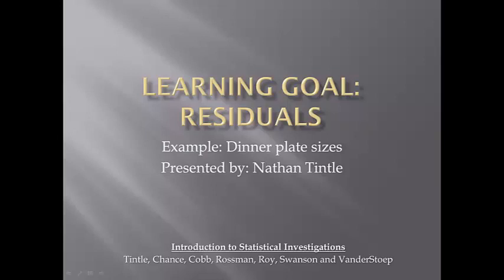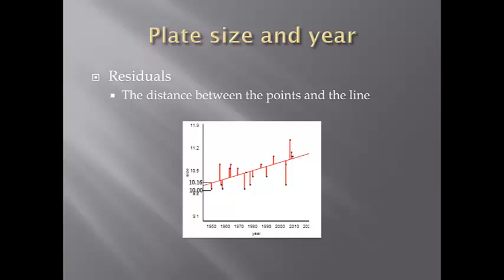In this Learning Goal video, we will talk about the concept of residuals using the dinner plate sizes dataset. On this scatter plot, we've drawn the best fit line in red. We've also drawn a red line from each dot, each observational unit, to the line. That distance between the dot and the line is called the residual.